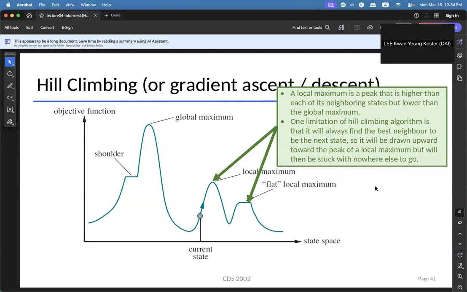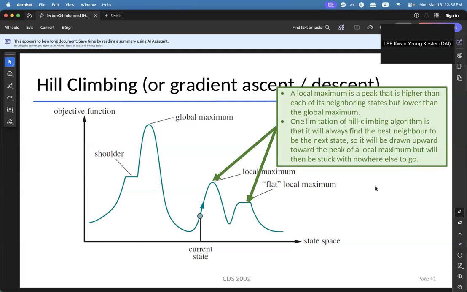Because hill climbing doesn't have the overall understanding of the whole state space, it only knows the objective value of the neighboring states. So if you're stuck at a local maximum in the hill climbing algorithm, you will never escape from it. That is the issue of hill climbing.